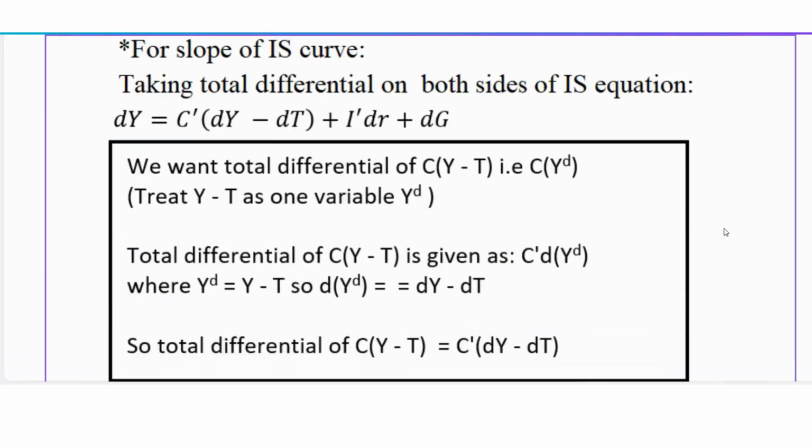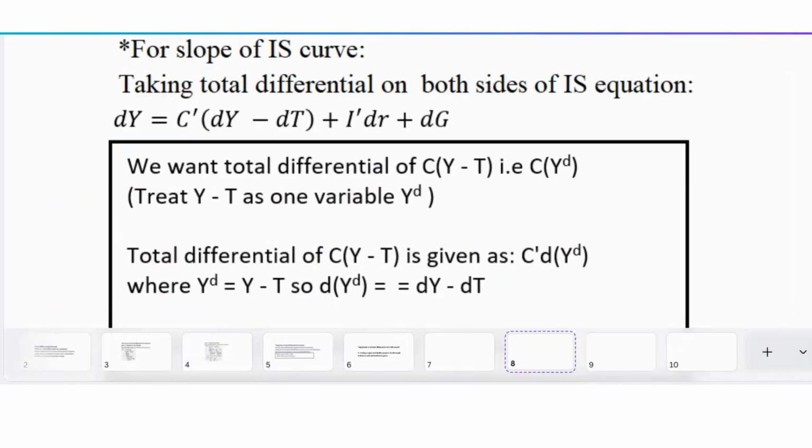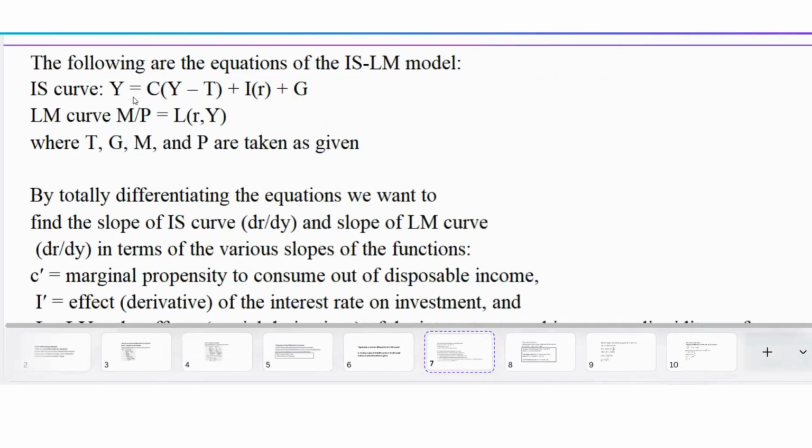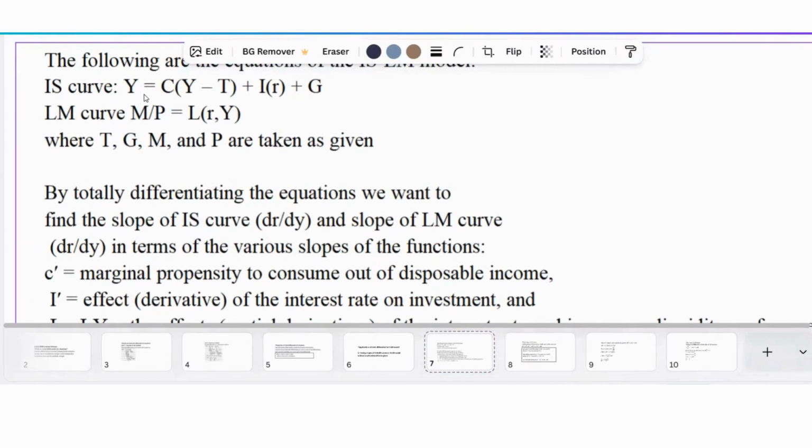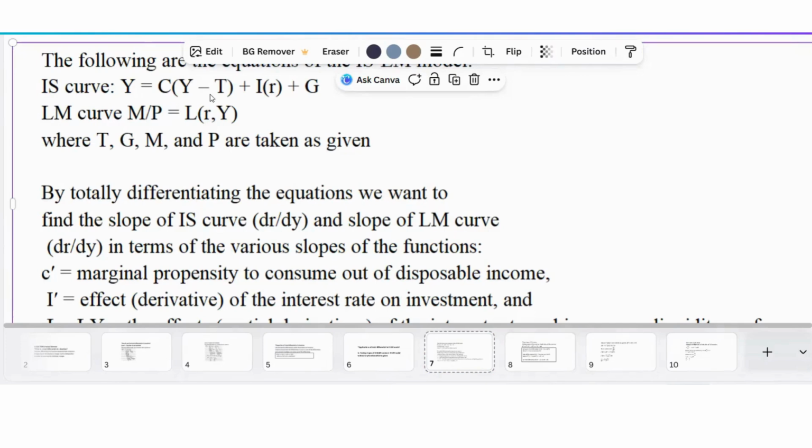So first, let's find the slope of the IS curve. The way you go about it is you take the total differential on both sides of the IS equation. So if we go back to our IS equation and take the total differential on both sides, the total differential of Y would be dY. You have to find the differential of C; we'll look at that in a bit. You want to find the differential of I.